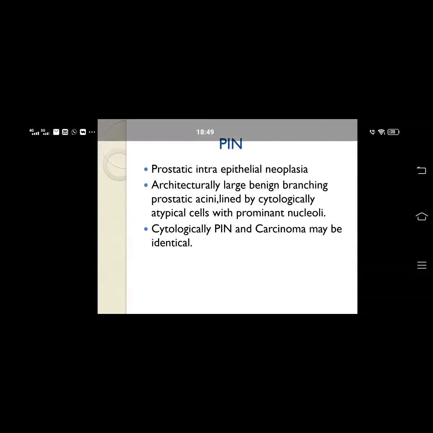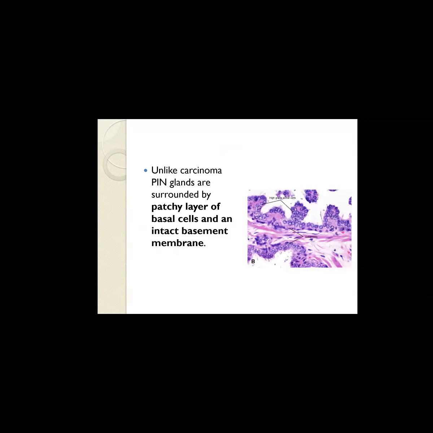What is PIN? It is prostatic intraepithelial neoplasia. So how will it appear? Architecturally and cytologically, everything in PIN, prostatic intraepithelial neoplasia, and carcinoma may be identical. But unlike carcinomas, in PIN you will find a patchy layer of basal cells as well as an intact basement membrane. So you have to look carefully at those areas to distinguish between PIN and frank carcinoma. Okay, this helps in staging and treatment purposes.